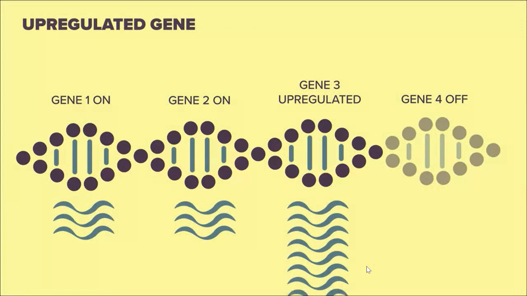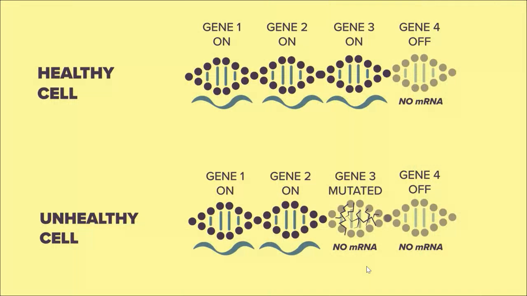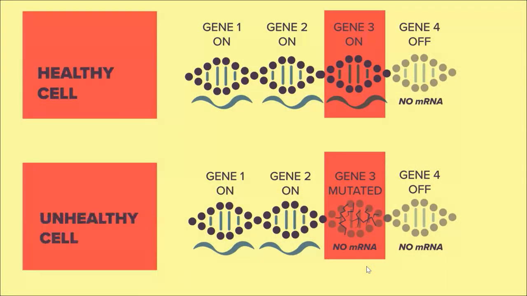The more the gene is upregulated, the more mRNA is being made. If the gene is downregulated or not expressed, then little to no mRNA is produced. In these examples, gene 3 would be of interest to researchers because of the difference between its level of expression in a healthy cell and an unhealthy cell.